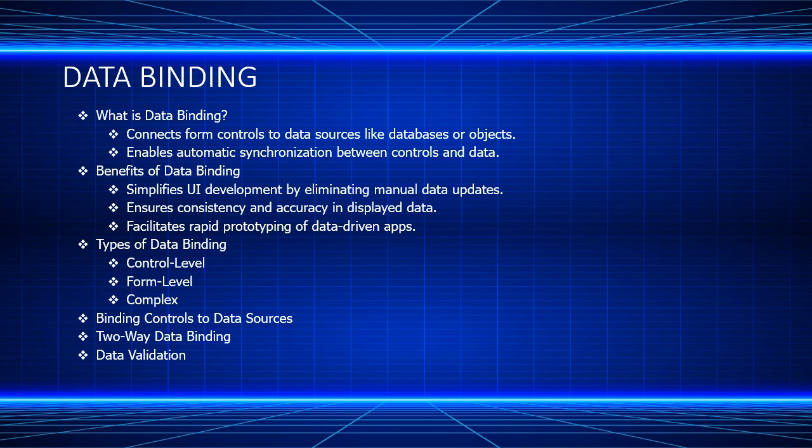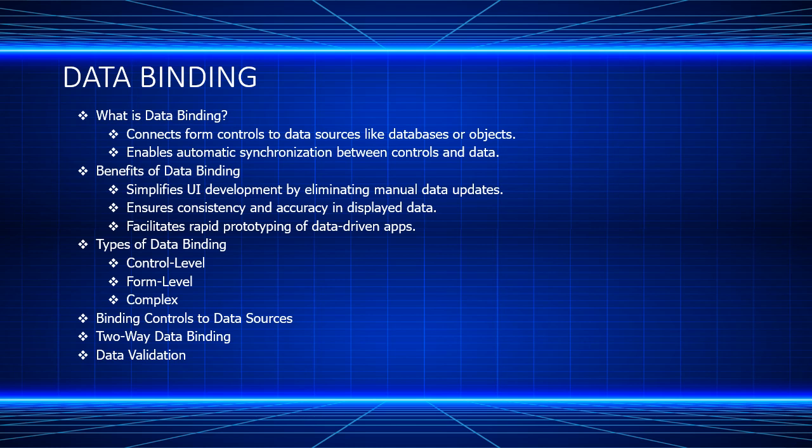Binding data sources. Controls in VB.NET feature diverse data binding properties like data source, display member, and value member. Data source denotes the data source to which the control is bound, while display member and value member specify the data fields for display and value binding. Two-way data binding.